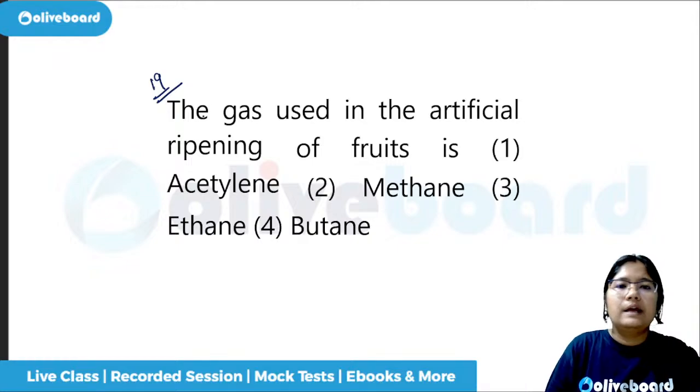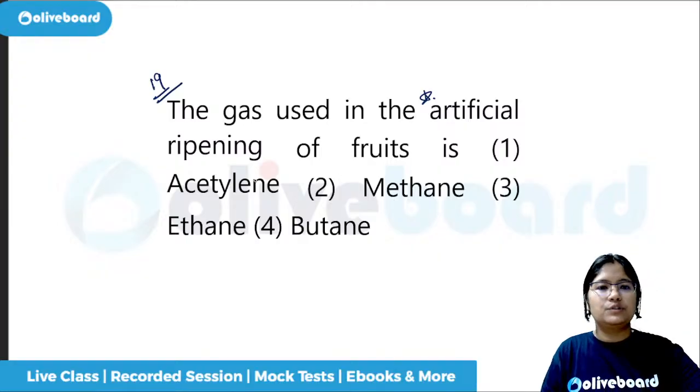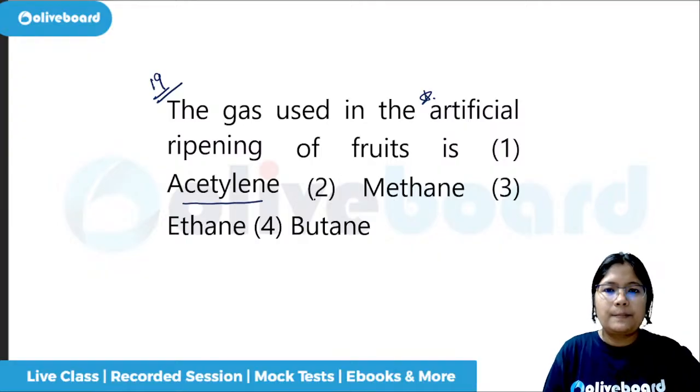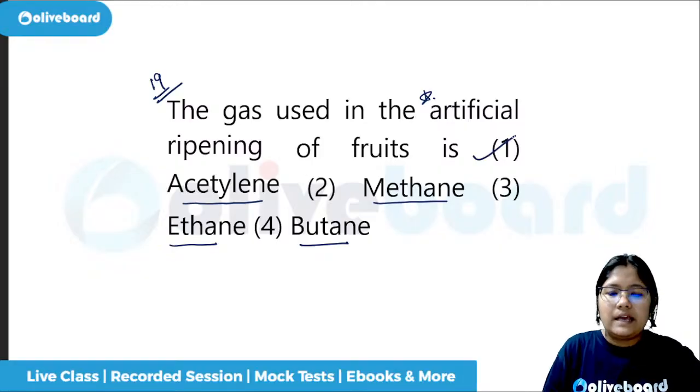Very simple. The gas used in the artificial ripening of fruits is, which gas is used for artificial ripening of fruits? Is it acetylene? Is it methane? Is it ethane? Or is it butane? What is the correct answer? Yes, it is acetylene. Acetylene is used in the artificial ripening of fruits.